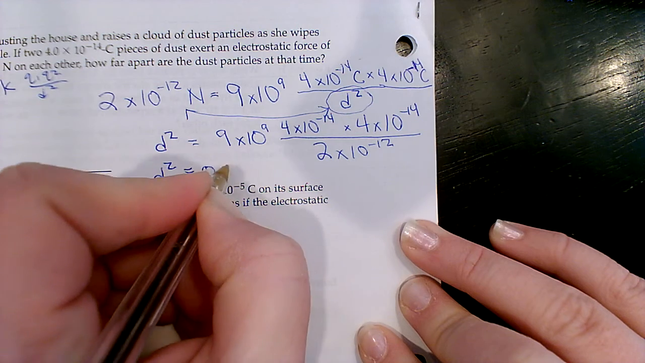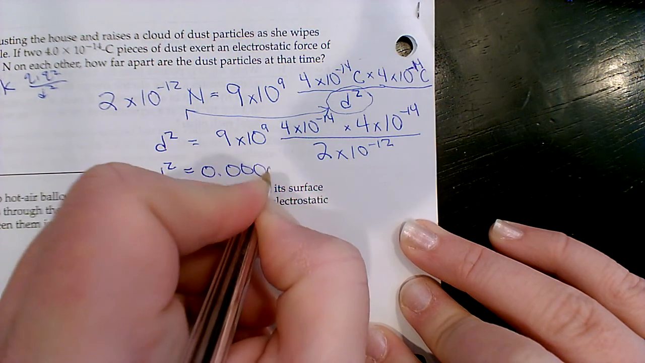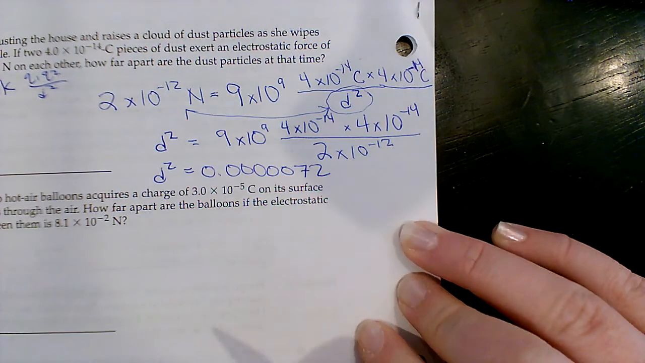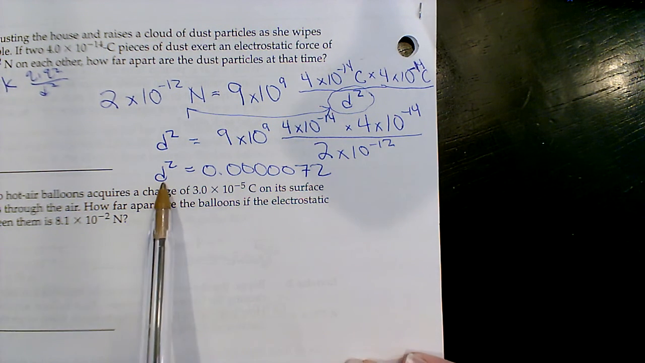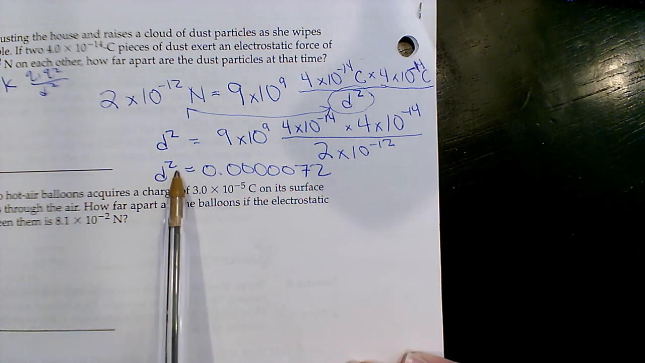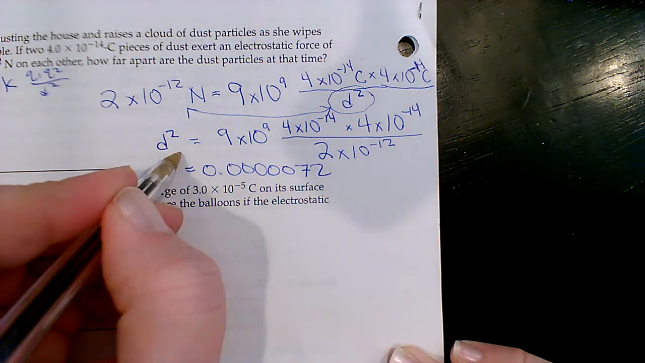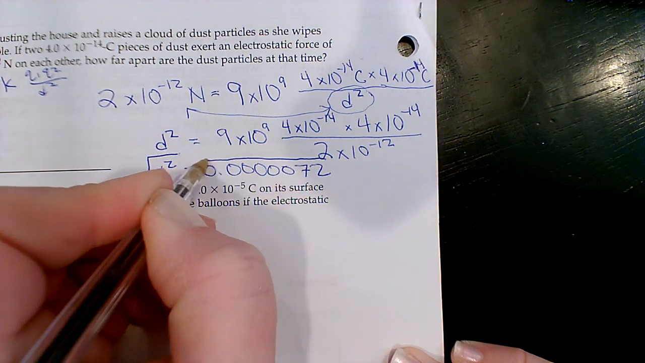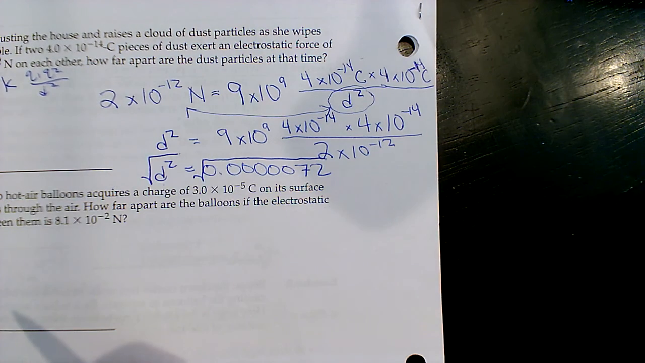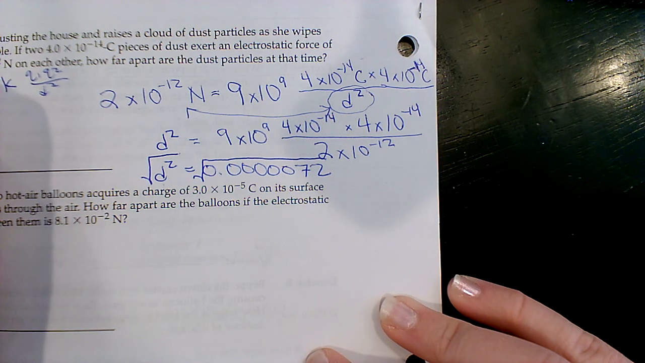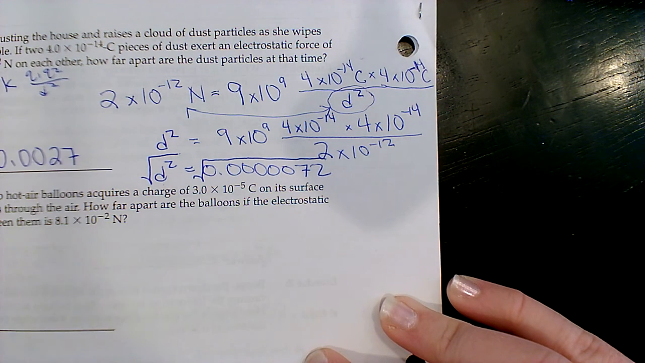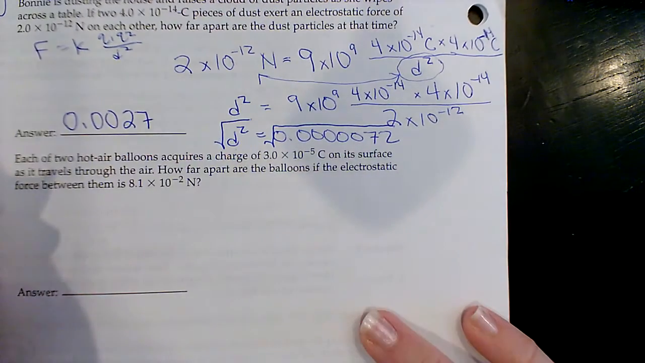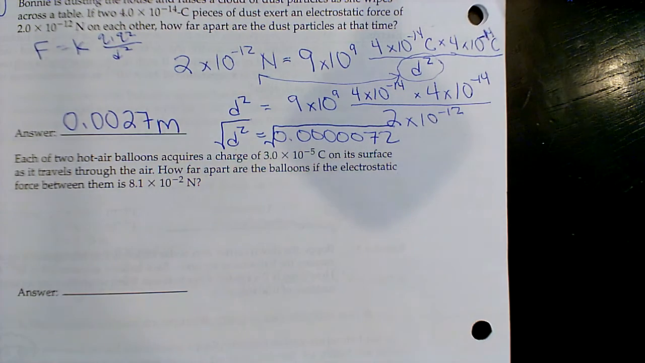So I got 0.0000072. Okay, am I done? Is that the distance between my two particles? I hope by now you're realizing, no, that's the distance between these two particles squared. So I remember I got to get rid of that squared, so I square root what I got, and I get the distance between them to be 0.0027 if I round, and our unit of distance always the meter.